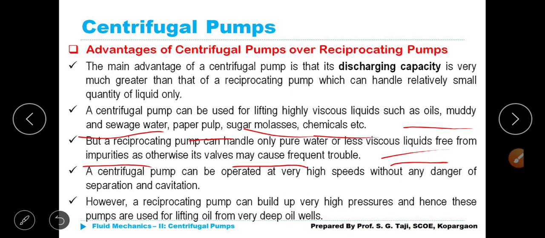The centrifugal pump can be operated at very high speeds without any danger of separation and cavitation. So, in the future slides or classes to come, we will study all these in a little bit more detail. However, a reciprocating pump can build up very high pressures, and hence these pumps are used for lifting oil from very deep oil wells. Okay.